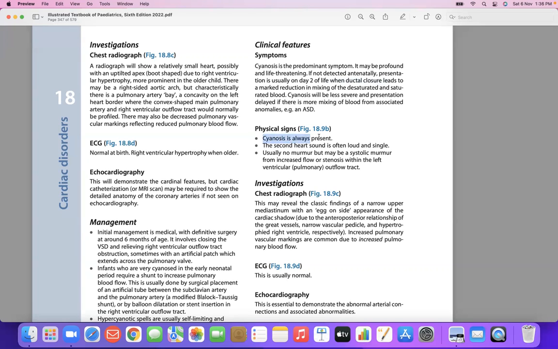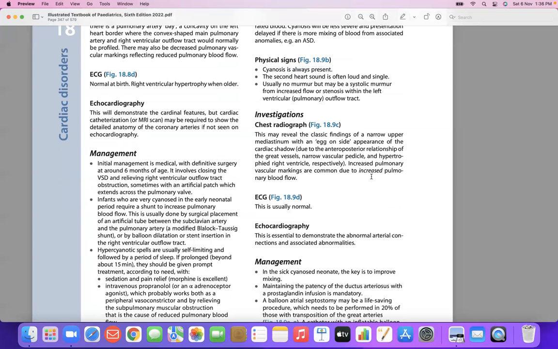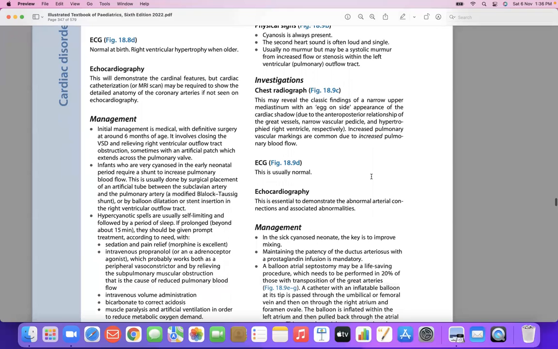So the physical sign is cyanosis, always present. The second heart sound should be loud and single. Usually there is no murmur, but there may be a systolic murmur from increased flow, or from stenosis with left ventricular outflow tract obstruction. So usually they may not have any murmur, or they can have a systolic murmur from increased flow or left ventricular outflow tract obstruction.